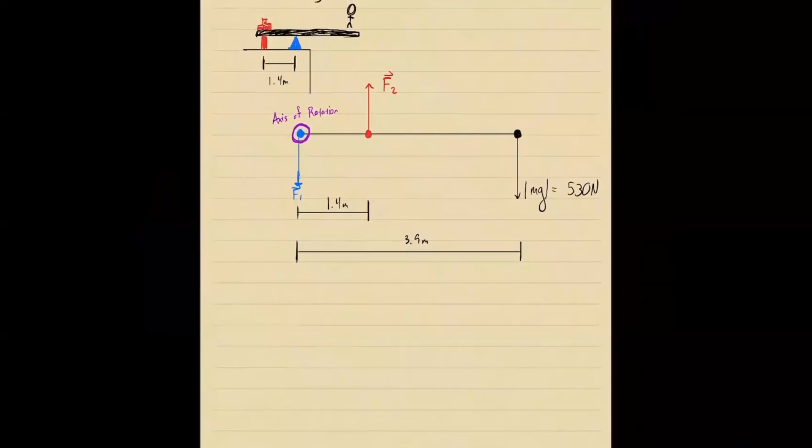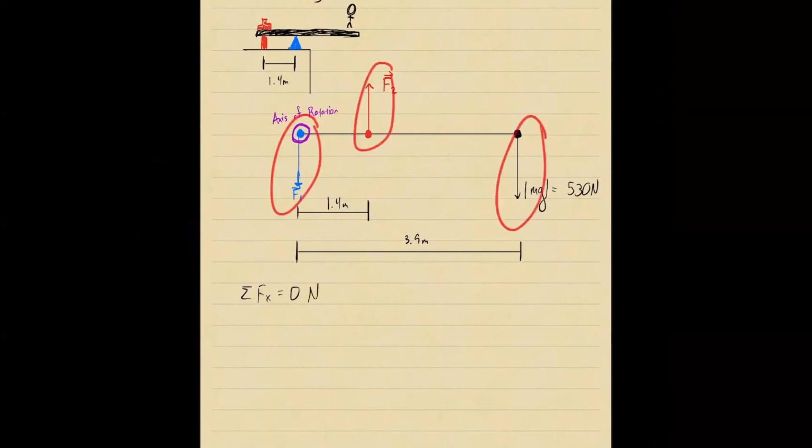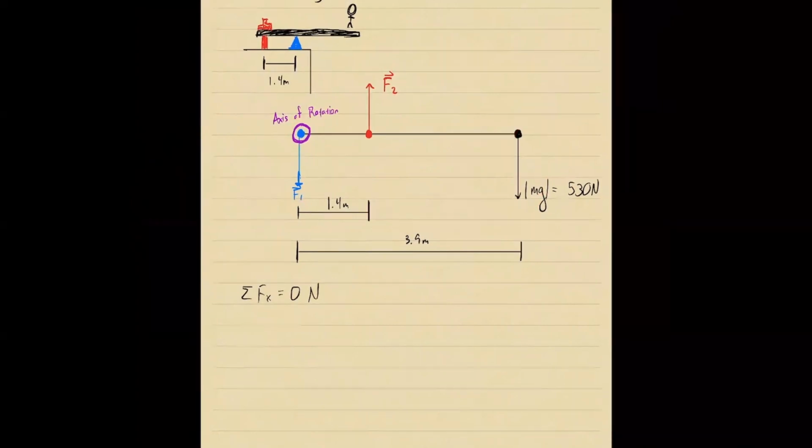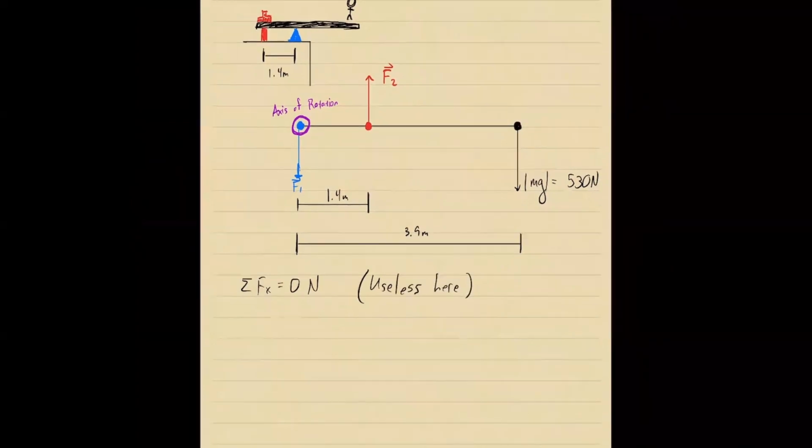So we want the sum of the forces to be 0. So we want the sum of the forces in the x direction to be 0. But that's fine because all of our forces are acting in the y direction, so this part is basically useless. Right. And next up, we want all our forces in the y direction to be equal to 0. But we do have a lot of forces in the y direction.